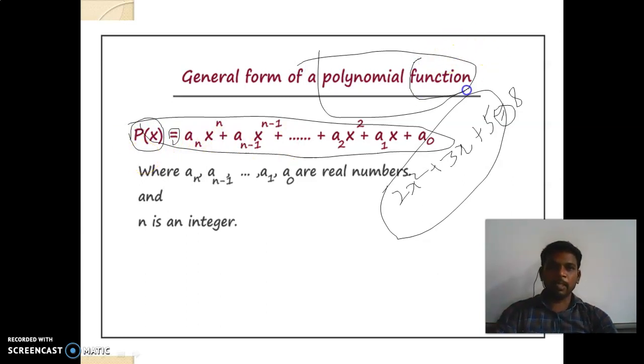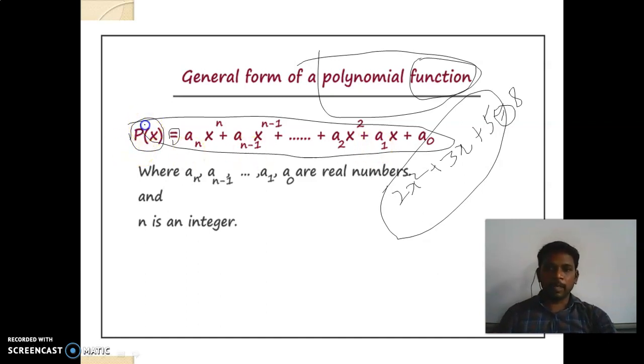So the function is nothing but the representation of an expression with a particular variable. So p of x means this is an expression with a variable x. That is the meaning. Suppose here a n y to the power n, plus a n minus 1 y to the power n minus 1, plus etc., plus a 2 y to the power 2 plus a 1 y plus a naught. Suppose this is an expression in terms of the variable y, then we can represent that as p of y. If it contains both x and y, we can represent that as p of x comma y.